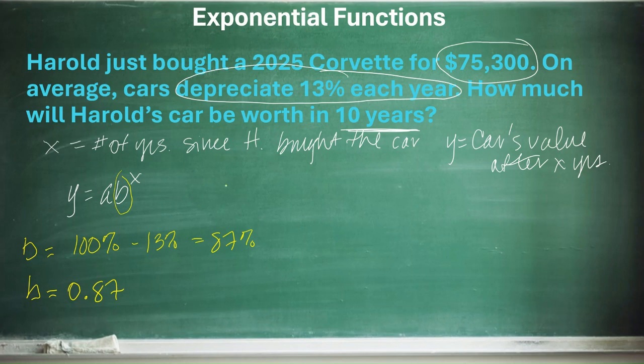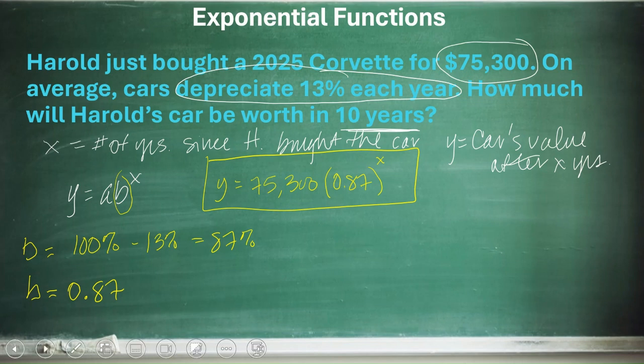So we know that we have Y equals our starting value, which was $75,300. We know that we are keeping 87% of the value because we're losing 13% of the value each year. And then we're raising this to the X power. So this would be the equation that models this situation.